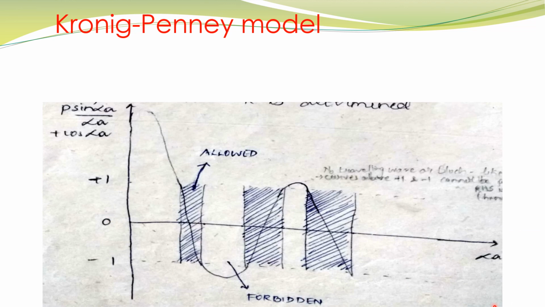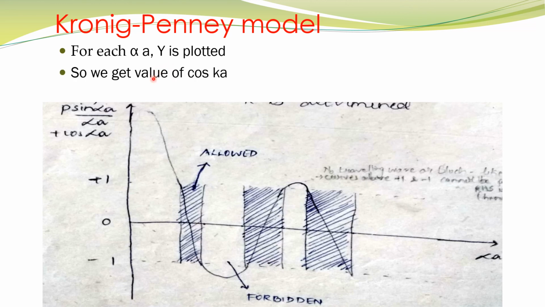We get this kind of graph, P sin alpha a upon alpha a plus cos alpha a versus alpha a. We get this kind of curve. For each alpha a, we have plotted the LHS on the y-axis, so we get the value of cos Ka, from which K is determined. And from this you get these bands. The shaded parts are the allowed bands, and in between we get the forbidden bands.